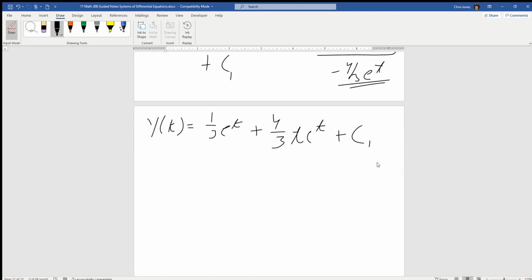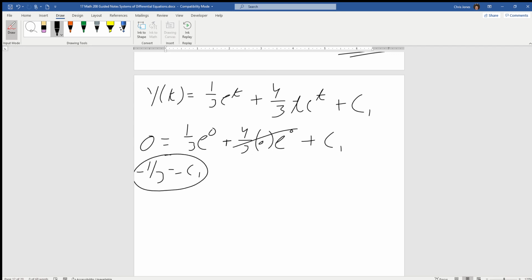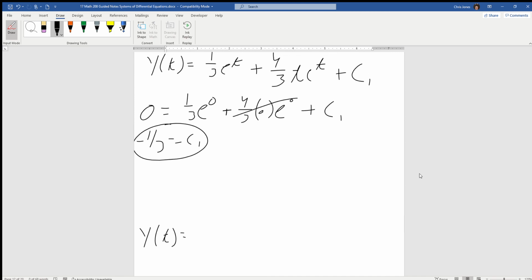Now remember, y at 0 is 0, so we're going to substitute 0 back in, so we get 0 is going to be equal to 1/3 e to the 0 plus 4/3 times 0 times e to the 0 plus c1. That just goes to 0. This just becomes 1/3, so minus 1/3 is equal to c1. All right, and finally we get to our answer. We have that y at t is going to be equal to 1/3 e to the t plus 4/3 t e to the t, and then we have plus c1, which is really minus 1/3.